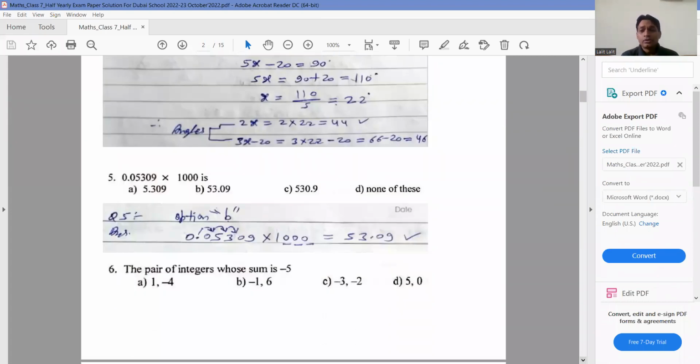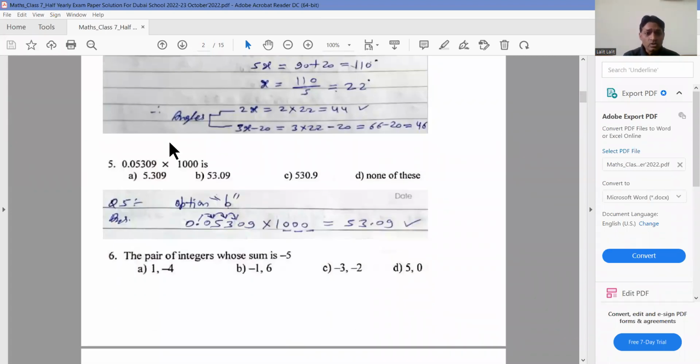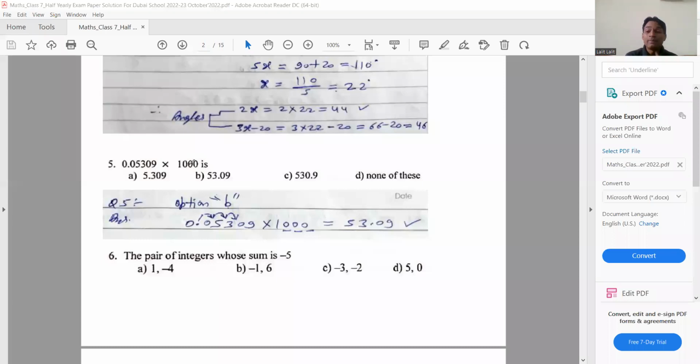This is basically a multiplication of a decimal number. So 0.05309 into 1000. What happens when you multiply any number by a multiple of 10? The decimal point will shift towards the right-hand side. There are three zeros, 1, 2, and 3, so the decimal will shift three places to the right. So the correct answer is 53.09, option B.